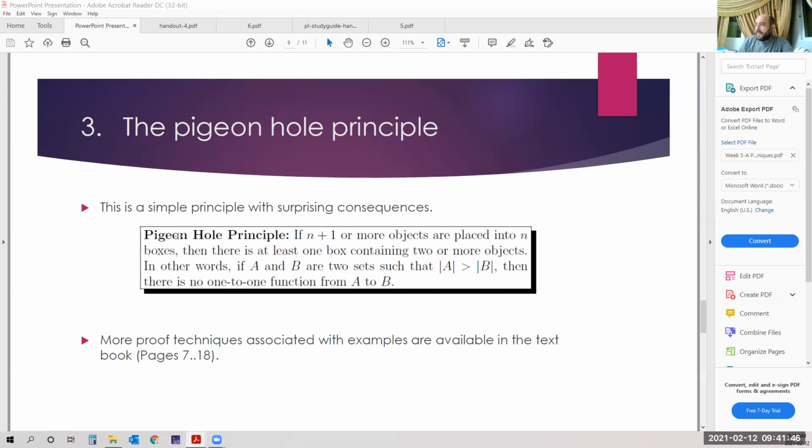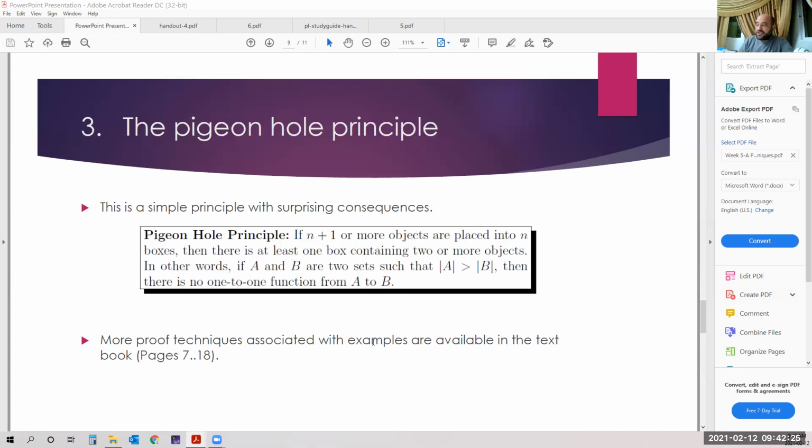Pigeonhole principle: if n plus 1 or more objects are placed into n boxes, then there is at least one box containing 2 or more objects. If I have n pigeonholes and n plus 1 pigeons, that means there is one box that has 2 pigeons, or 2 or more objects. In other words, if A and B are 2 sets such that the size of A is greater than the size of B, then there is no one-to-one function from A to B.